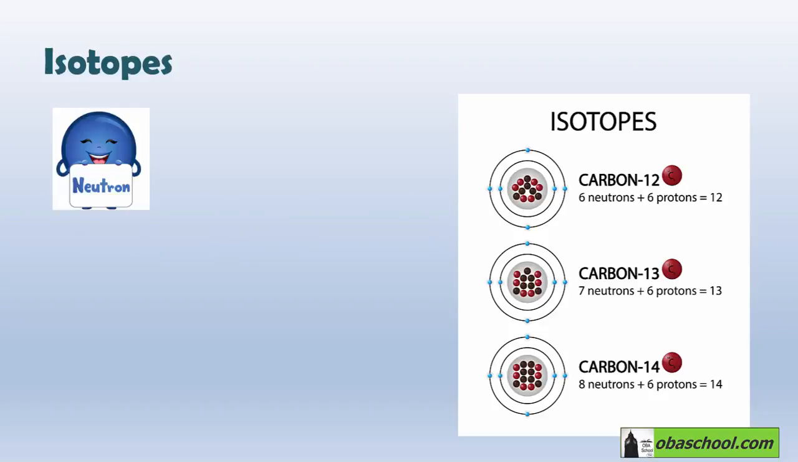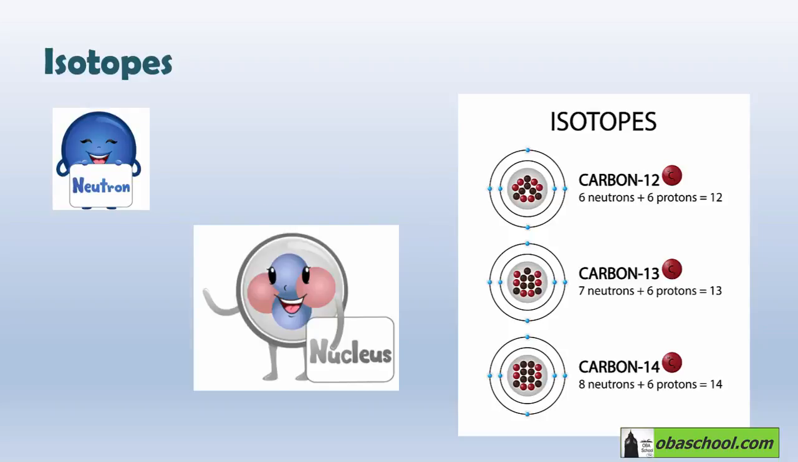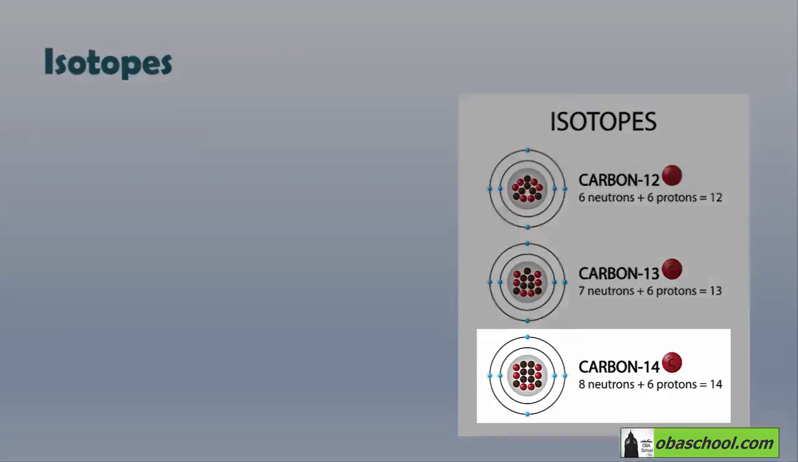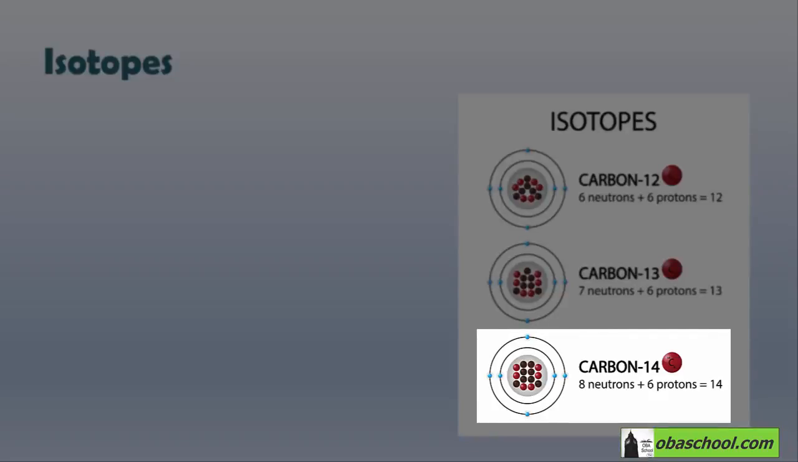Sometimes extra neutrons make the nucleus unstable, so it will be radioactive. However, not all isotopes are radioactive. They are simply atoms of the same element that have different masses. Carbon 14, which means the atom which has 8 neutrons inside the nucleus, is radioactive, while the other two are not.